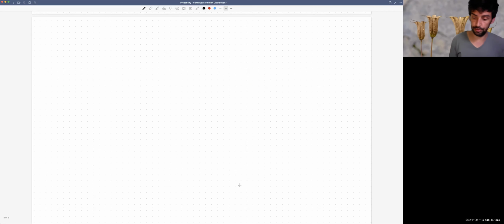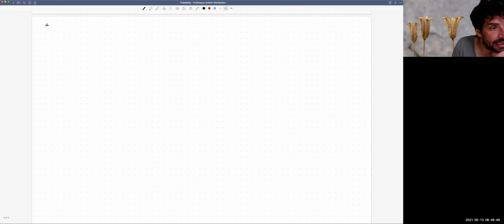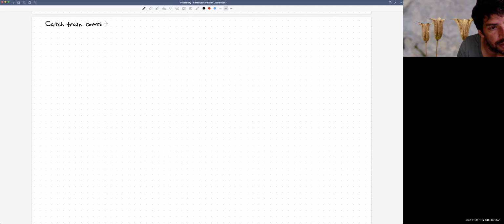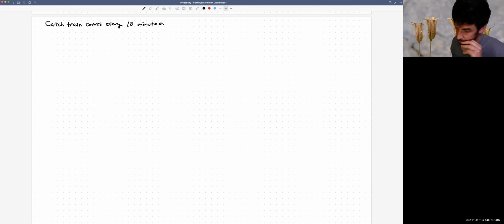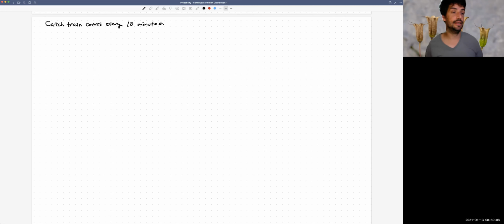So suppose, this is a classic kind of example. Suppose we are going to catch a train, okay? So we're catching a train that comes every 10 minutes, okay? And let's say all arrival times are equally likely.